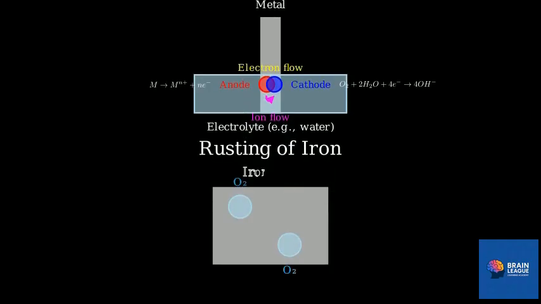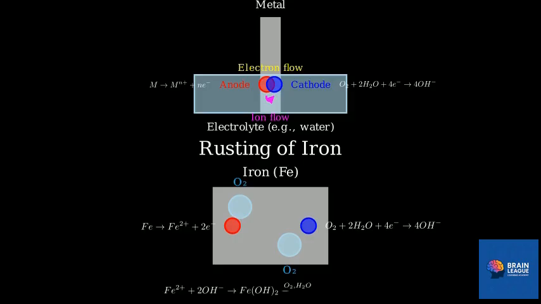Let's take a closer look at the rusting of iron as a specific example of corrosion. When iron is exposed to oxygen and water, it undergoes a series of reactions. At the anode, iron atoms lose electrons to become iron 2+ ions. At the cathode, oxygen and water consume these electrons to form hydroxide ions. These ions then combine to form iron hydroxide, which further oxidizes to form hydrated iron oxide, commonly known as rust.